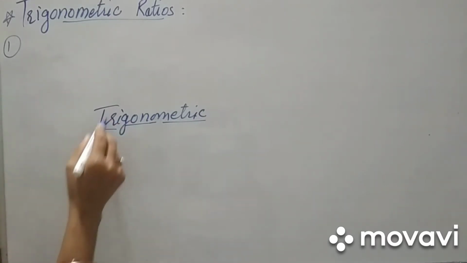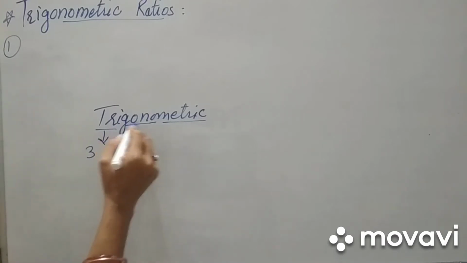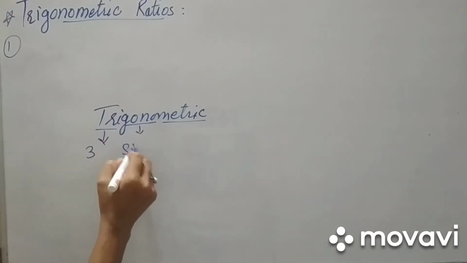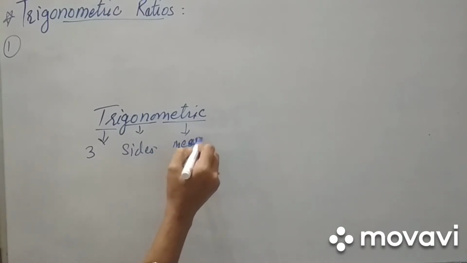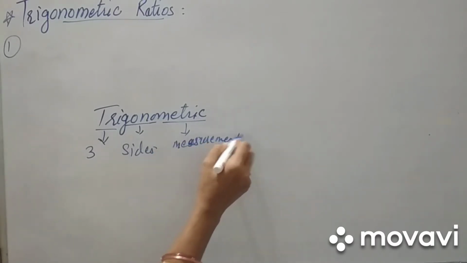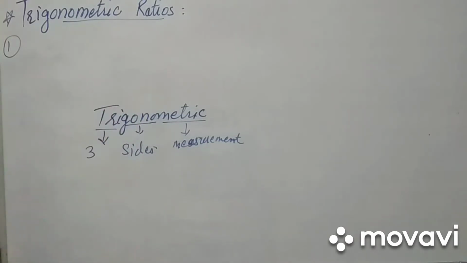Tri means three. Gono means sides. Metric means measurements. So trigonometry means measurement of three sides and its ratio.